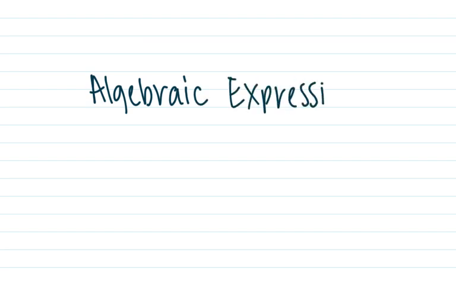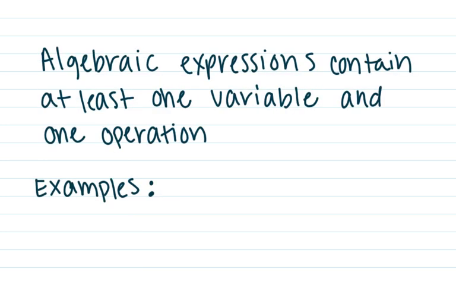So algebraic expressions, what is that? What is an algebraic expression? Well, an algebraic expression contains at least one variable and one operation. So for example, 2x. That is an algebraic expression. This right here represents 2 times x. You have a variable in there, you have an operation in there.